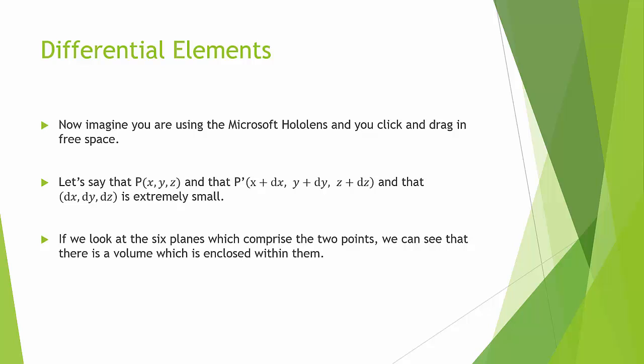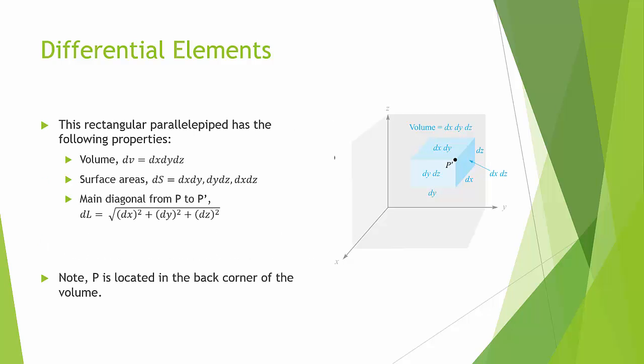The reason that this is called a differential element, and dx, dy, dz are differentials, is because those values are extremely small. And if you remember back to Calculus 1, when you were learning about integrals and doing Riemann sums, you're shrinking the area infinitesimally small. If we look at the 6 planes which actually comprise P and P prime, so there's 3 for P and 3 for P prime, instead of getting a square, we get a volume.